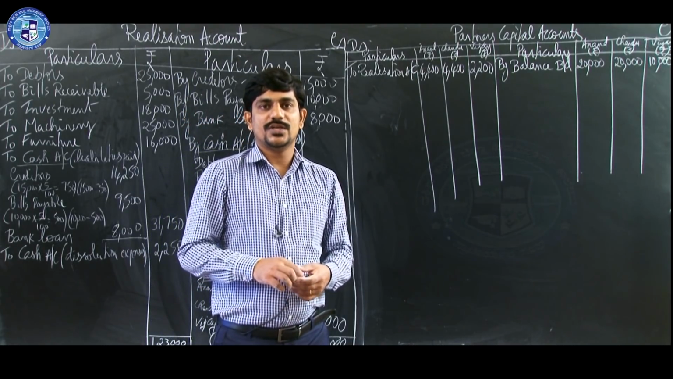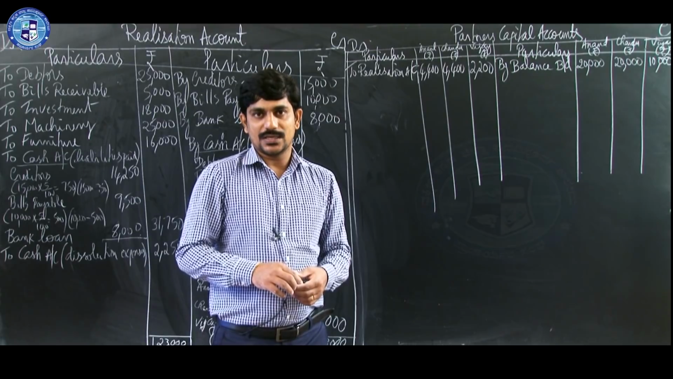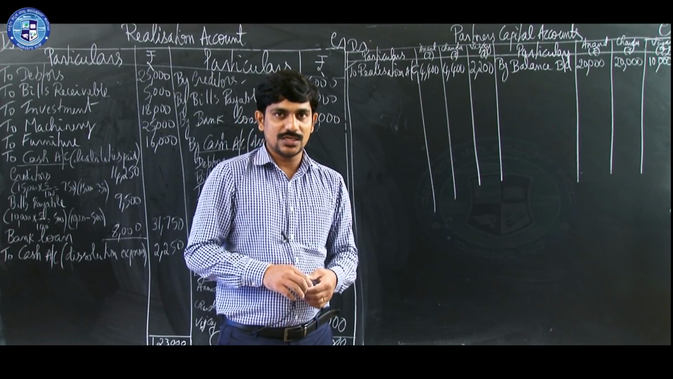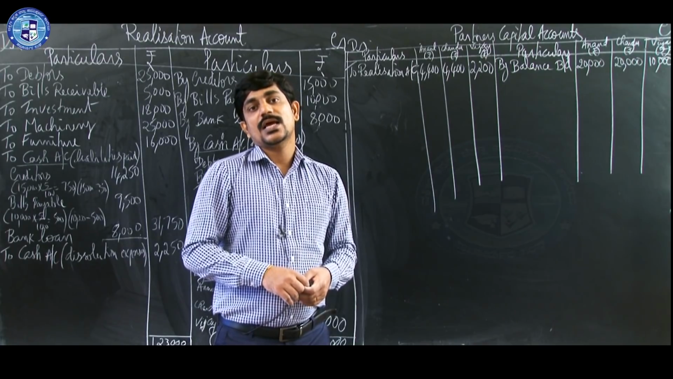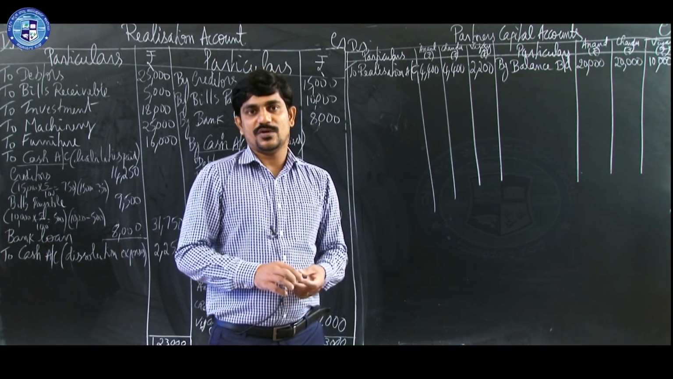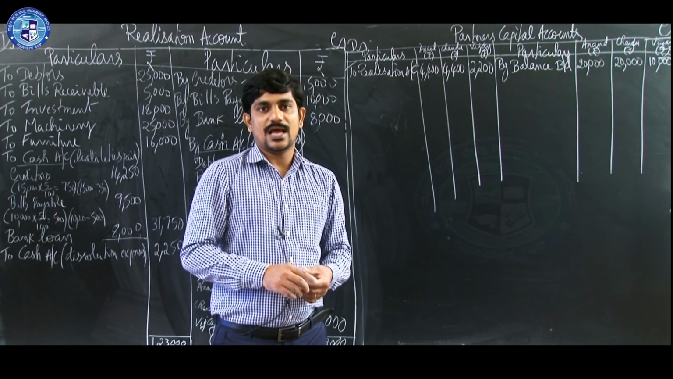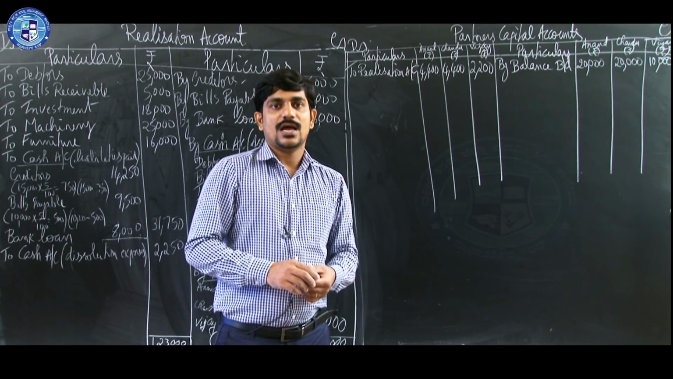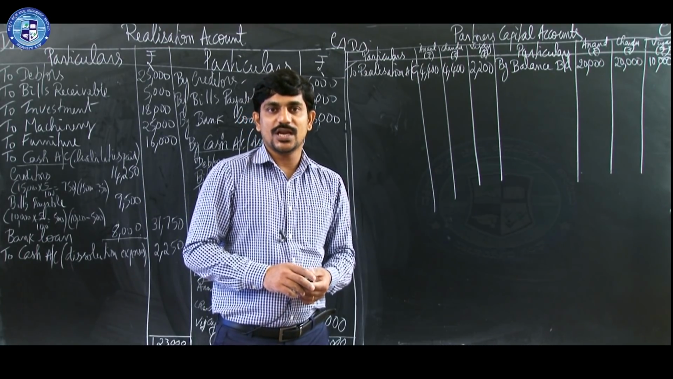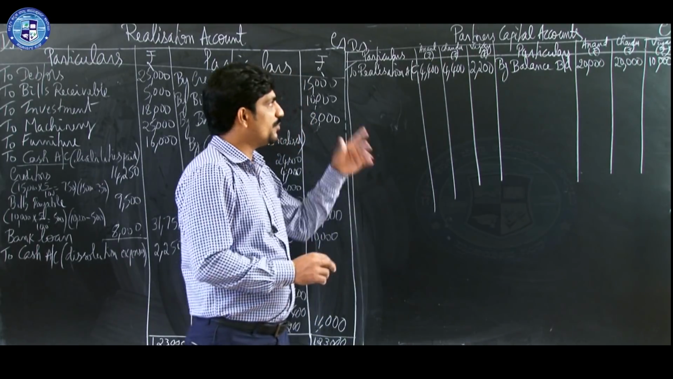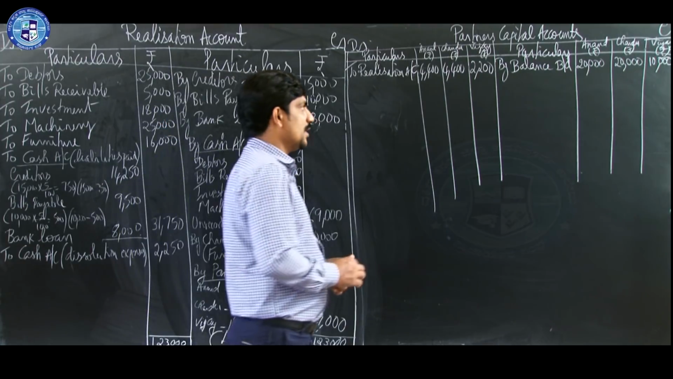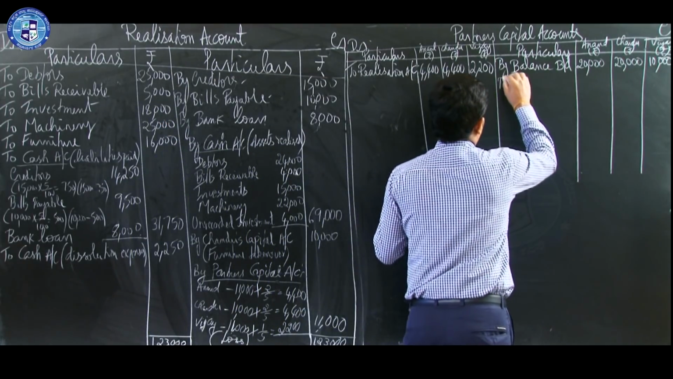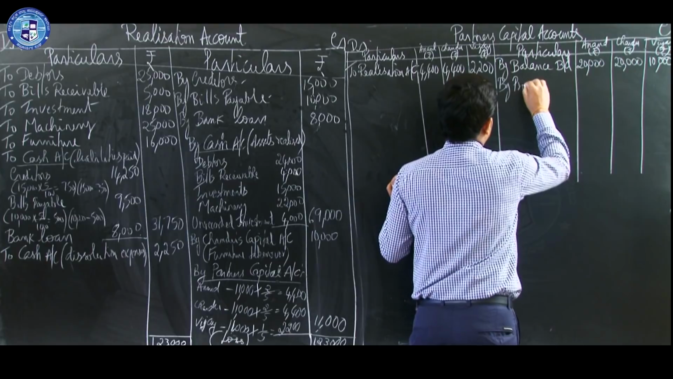The profit and loss account we need to distribute among the partners according to their profit and loss sharing ratio. If the profit and loss account is given under the liability side, what is that? It is undistributed profit. So now we have to distribute it among the partners. Which side will it go? Liability side means credit side, by profit and loss account.